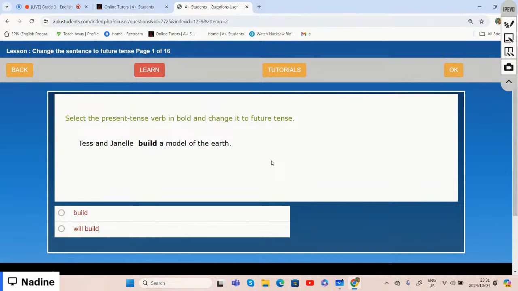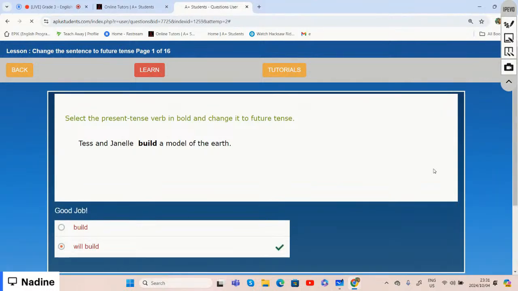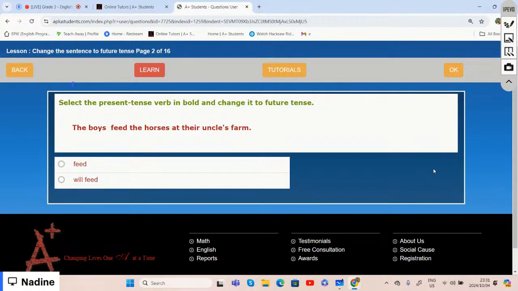All right. And then we will say will build. So Tess and Janelle will build a model of the earth. Well done. Will is correct. Option two. Well done. The boys feed the horses at their uncle's farm.